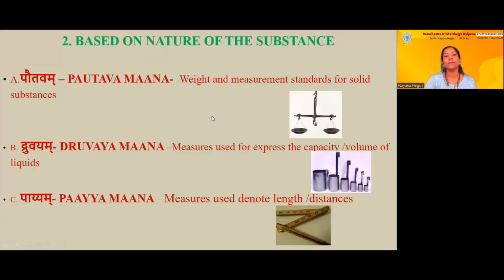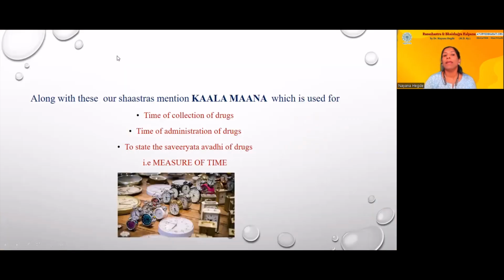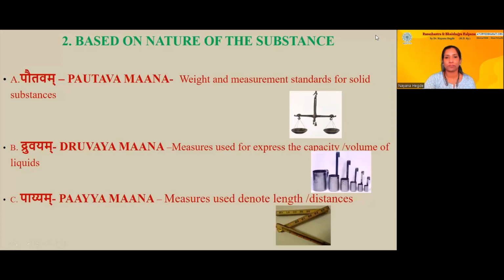So, next is based on the nature of the substance. There are 3 types based on the nature of the substance. One is Pautavamana, weights and measurements which are expressed for solids, the standards used to denote solid substances. Dravyamana, the measurements which are expressed for capacity or the volume of liquids. Payamana, measures which are used to denote distance or the length of the substance. So these are the 3 classifications based on the nature of the substance.